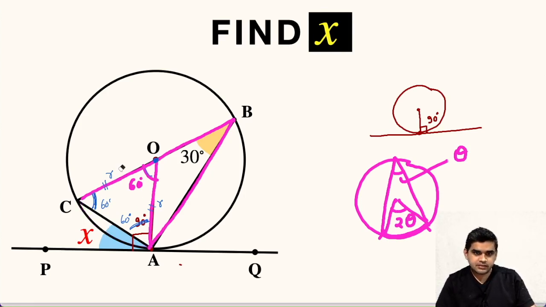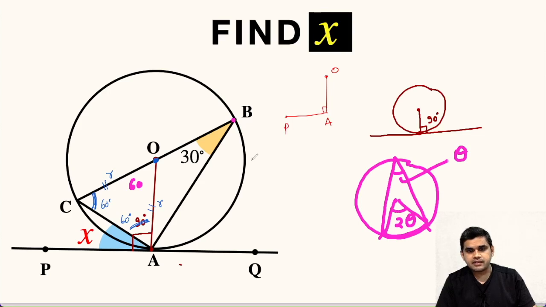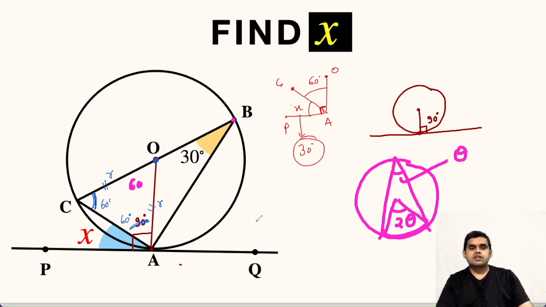Let me erase this. Now let us focus on OAP. So this point is O, this point is A, and this point is P. This angle is 90 degrees, and we have C here. This angle is X, and this angle OAC we found as 60 degrees, and this total angle is 90 degrees. So 60 degrees plus X must be equal to 90 degrees. So X will be equal to 30 degrees. So the required angle PAC, that is X, is nothing but 30 degrees.